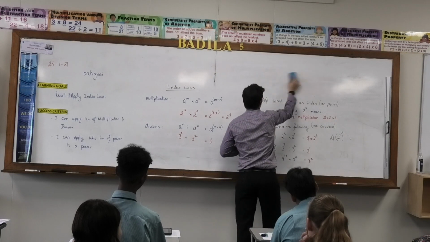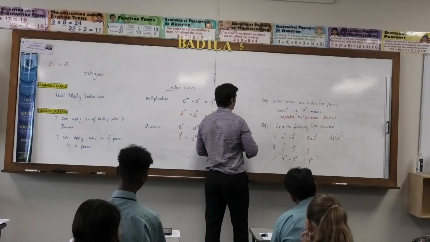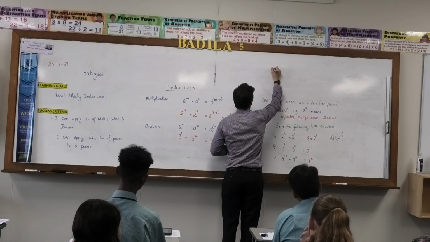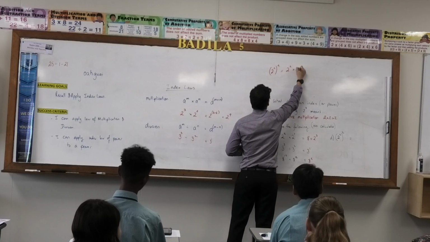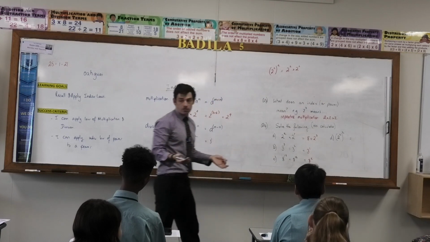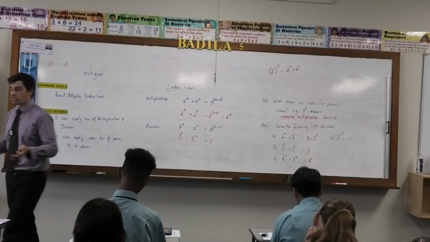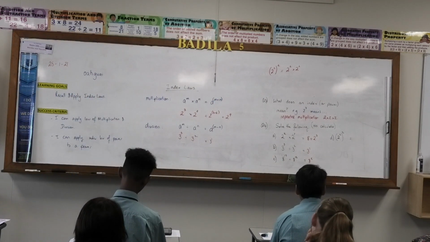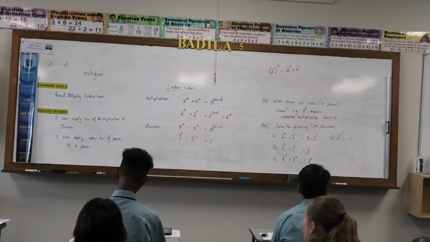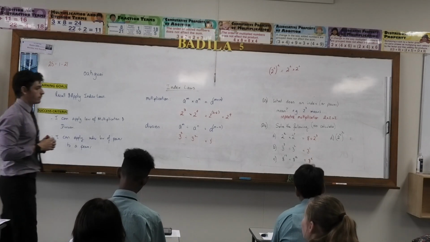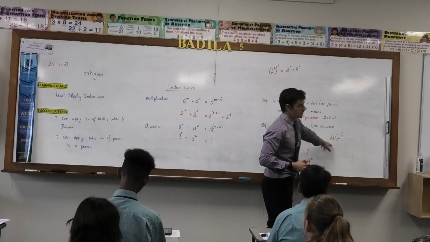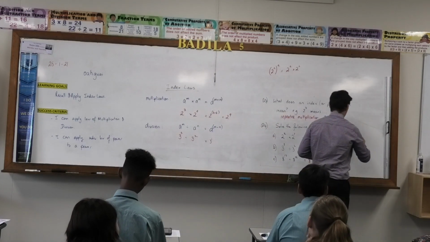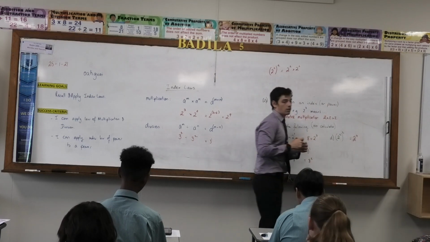Am I breaking the rules of maths if I turn 2 to the power of 2 squared into 2 to the power of 2 times 2 to the power of 2? Am I allowed to do that? Is that the same thing or is it different? It's the same. So what's the answer to this? 2 to the power of 4.